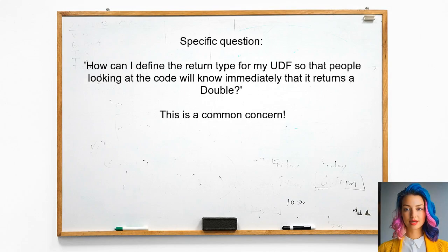Let's dive into the specific question at hand. One user recently asked, how can I define the return type for my UDF so that people looking at the code will know immediately that it returns a double? This is a common concern, and it's essential for maintaining clean and understandable code.